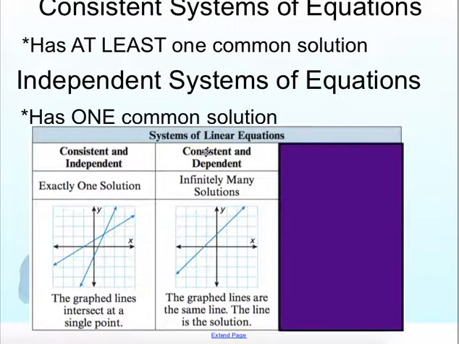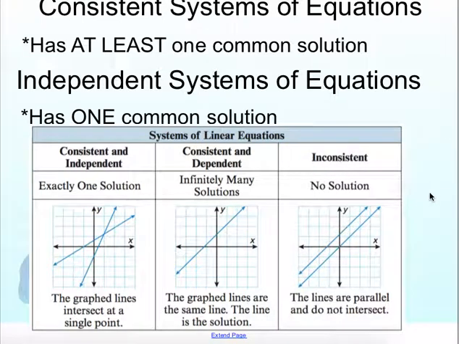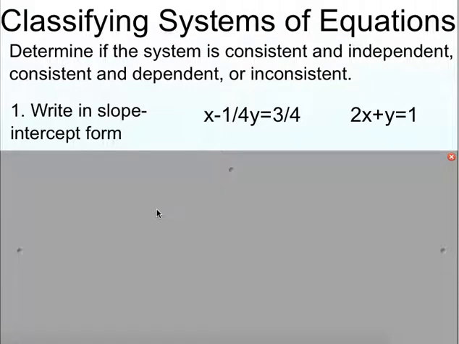Consistent and dependent, those are the same line. Okay, consistent meaning we have at least one. Dependent means we have infinitely many. So we have one line. And inconsistent, we don't have a solution because they are parallel.